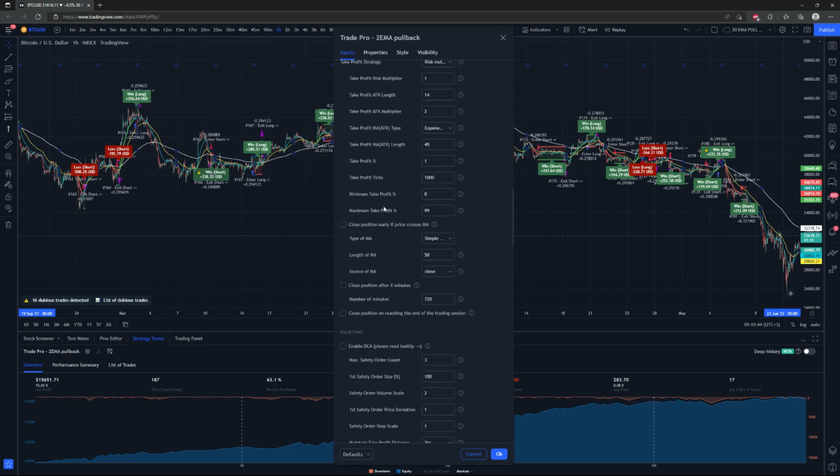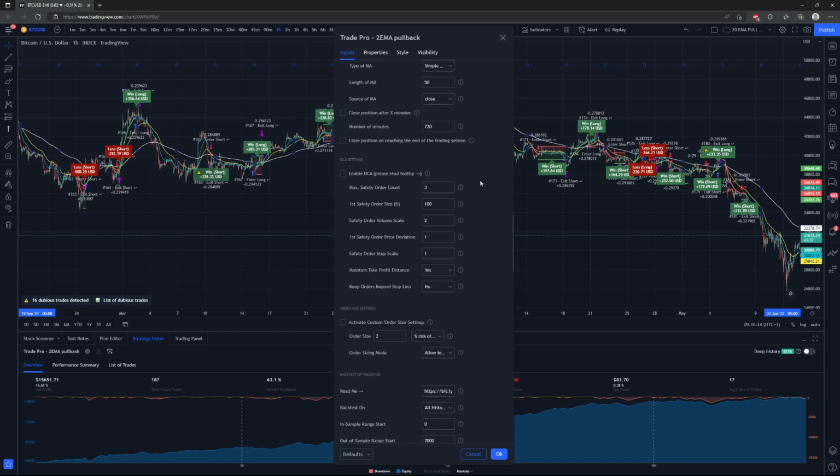Now below that section, we have a few little things here, such as close position early if price crosses a moving average of your choice. You can close the position after a certain number of minutes, or close the position on reaching the end of the trading session. Now, one of the last major things here is the ability to enable dollar cost averaging. So instead of entering the entire position at just the 20-period exponential moving average, you can have it dollar cost average if price keeps going against you, and that can all be customized within the settings right here.